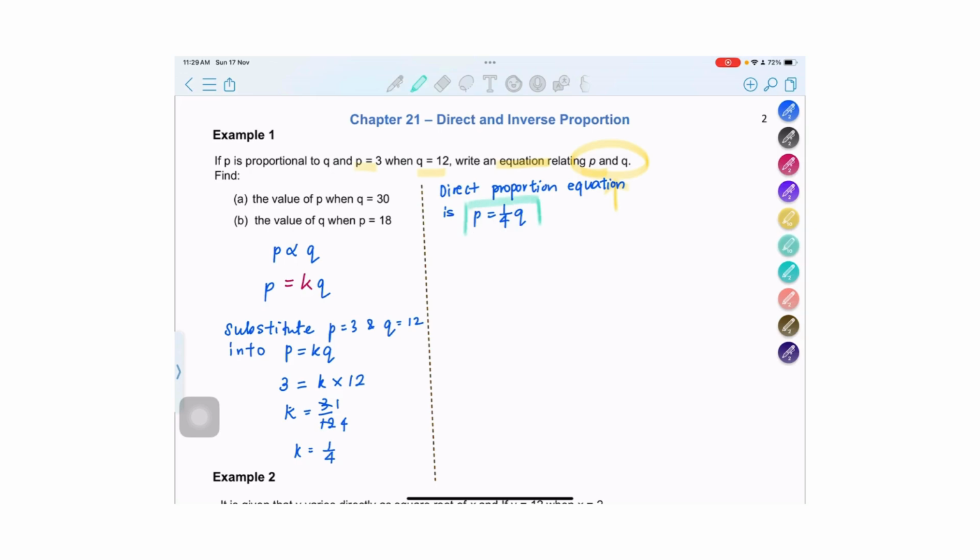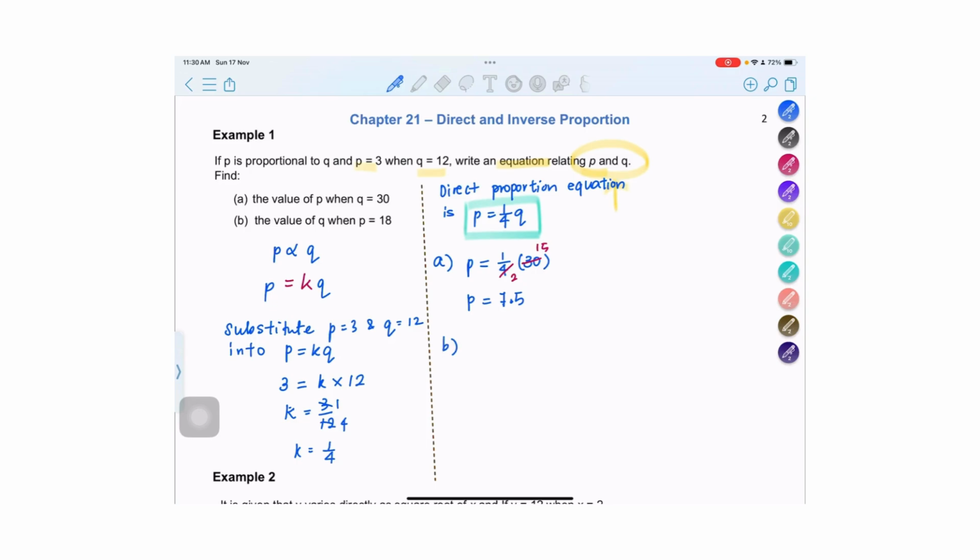Okay? So once we form the equation, the next part of the question, we have to find out the value of P, part A. Find out the value of P when your Q equals 30. So what we're going to do, we write out P equals 1 over 4 multiplied by 30. Simplify it. We get our answer is 7.5.